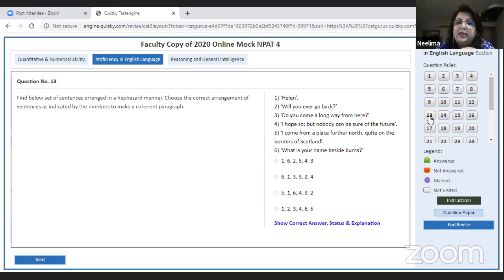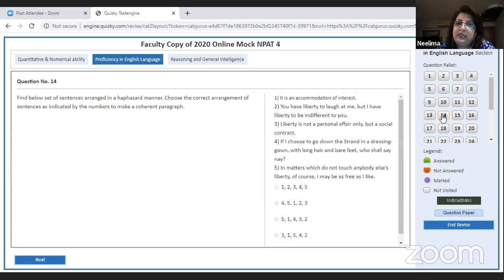Then you have the next, third question, will you ever go back? For going back, somebody has to come first. So after this, statement 2 will come, will you ever go back? And then the answer to that, number 4, I hope so, but nobody can be sure of the future. So it was very simple. This particular question type, parajumble, should ideally have been answered in 45 seconds. But you can keep safely 1 minute per parajumble for your exam.